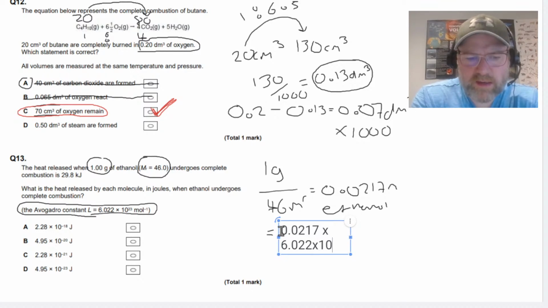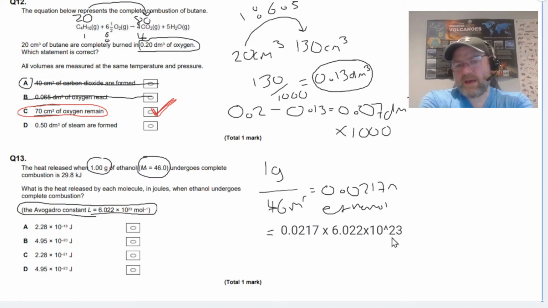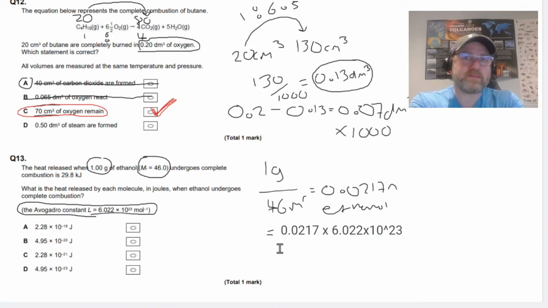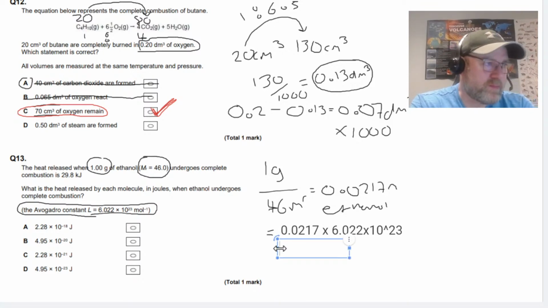6.022 times 10 to the power of 23. Essentially, we're timesing the number of moles by Avogadro's constant. And by the way, that's another equation for you: moles times Avogadro's constant is equal to the number of particles. So you do need to know that as well. And that's going to give us the number of particles.